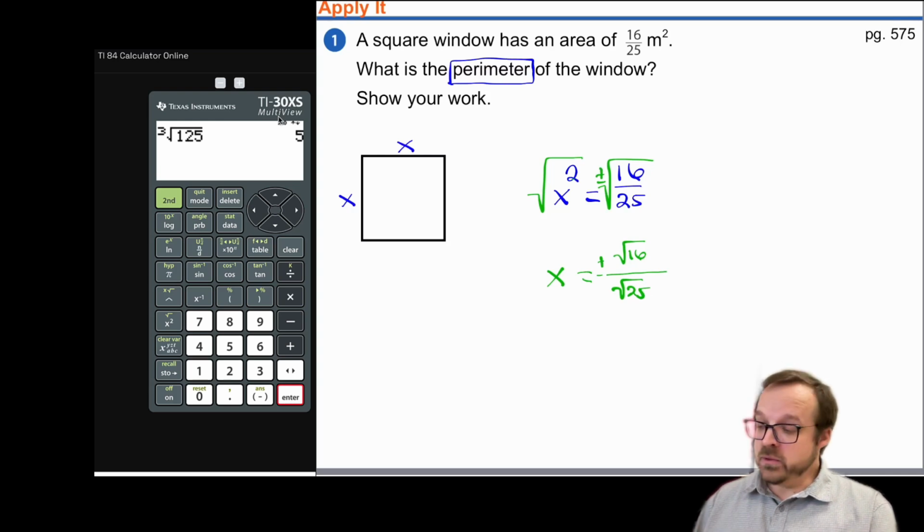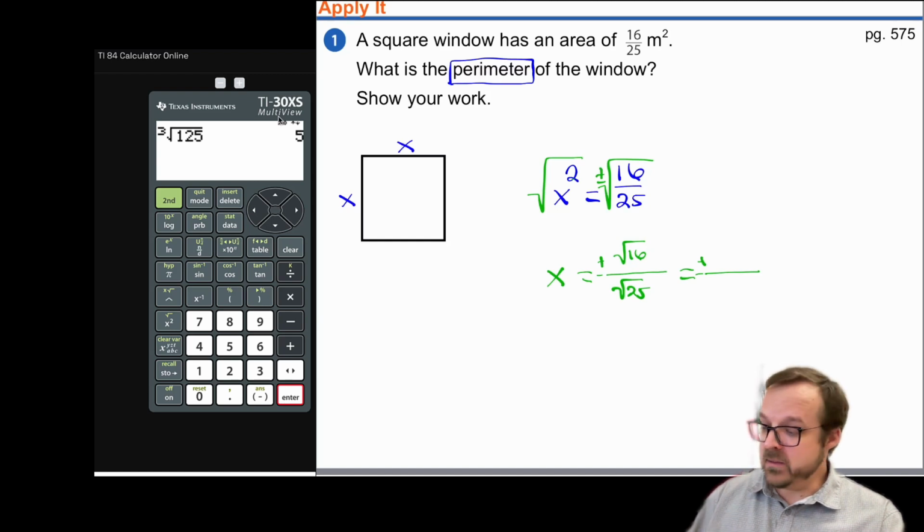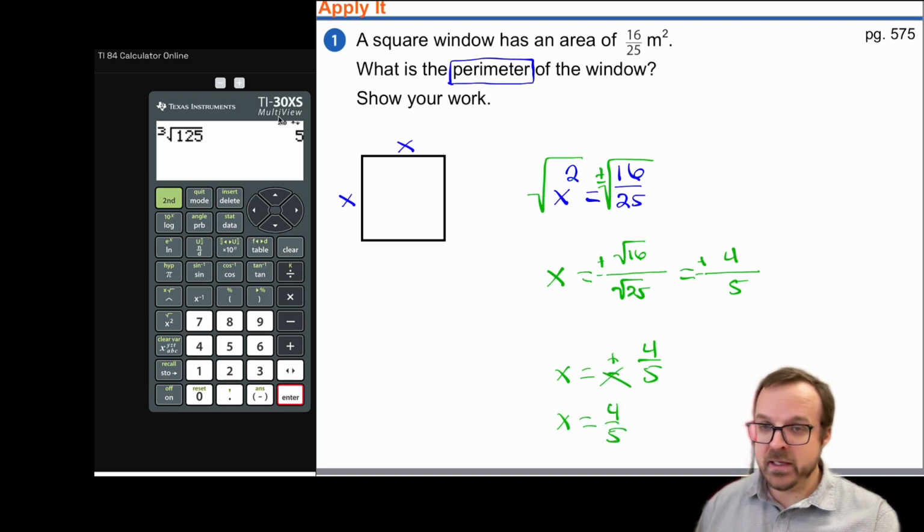You could go straight to your calculator with this, and that's it. I'll show it to you step by step, but you'll see both ways. Right here, we're going to have the positive and negative answer. The square root of 16 is 4, and the square root of 25 is 5. So our answers are technically plus or minus 4/5. However, we're going to ignore the negative answer because the side length can only be positive. So we're just going to say 4/5 by eliminating the negative answer.